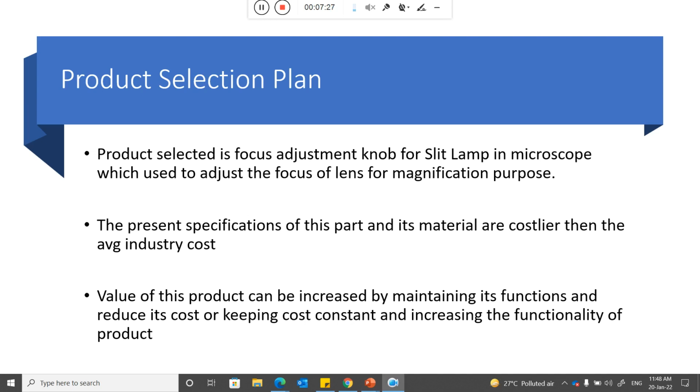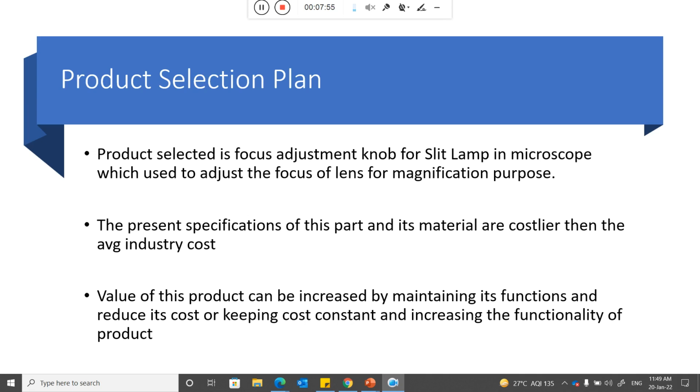Why did we identify this adjustment knob? Because it is actually costly compared to the industry average cost. We identify that in industry the cost is actually less, but in our place the cost is high. So you need to identify that. After that you need to see what materials are used, what type of process is used and so on. The next is that the value of this product can be increased by maintaining its function and reducing its cost.